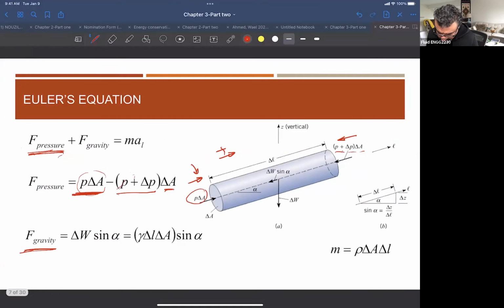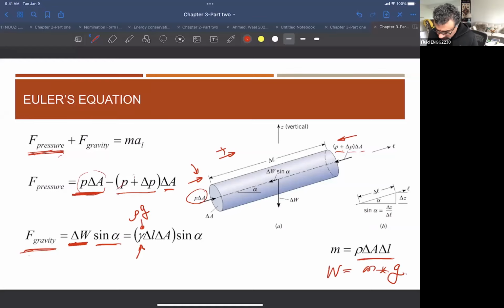Okay, so it's delta W sine alpha, and delta W is what? It is basically the mass. So the weight will be mass times the gravitational acceleration, right? So you will see here the density times the acceleration is rho g, which is the specific weight. If you remember, the specific weight is rho g, right?